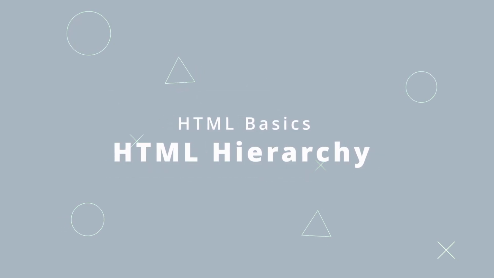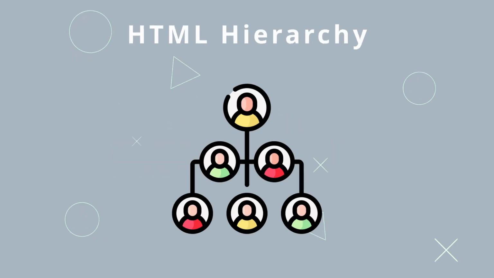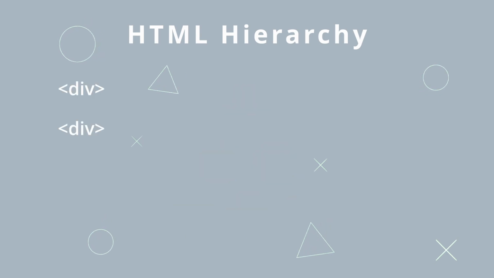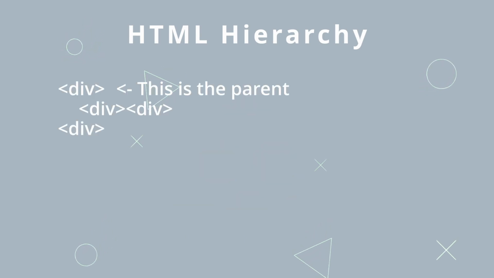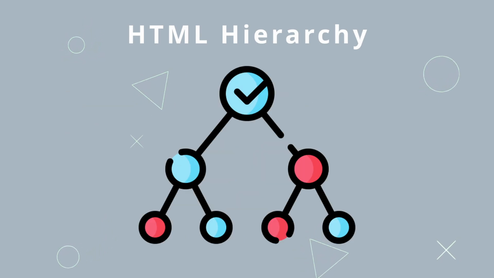Today we'll learn about HTML hierarchies. HTML is structured like a family tree. Elements can contain other elements. An element that wraps another one is the parent, and the one inside is the child. This parent-child relationship is what creates the structure of every web page.